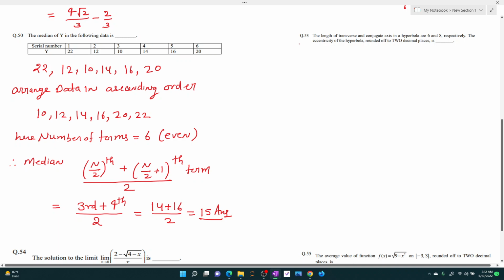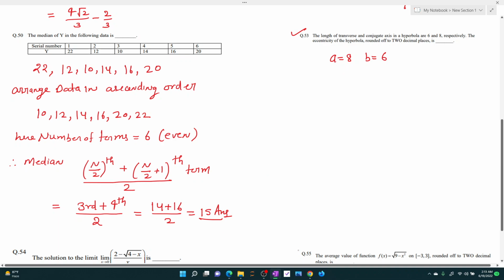Okay, now let's come to question number 53. It's given that we have a hyperbola with transverse axis length 6 and conjugate axis length 8, respectively. Then we need to find the eccentricity of the hyperbola. For the formula for eccentricity, we have A and B here. So I can say that A is 8 and B is 6 here.